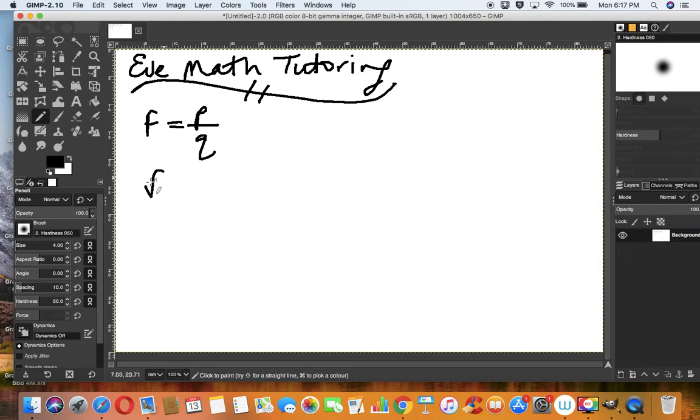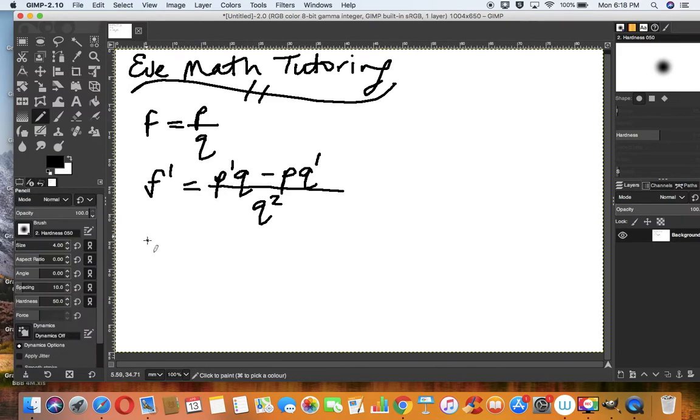So to take the derivative of something like this, we do p prime, which is the derivative of p, times q, minus p times the derivative of q, q prime, all over q squared. That's the quotient rule. So how do I use this?